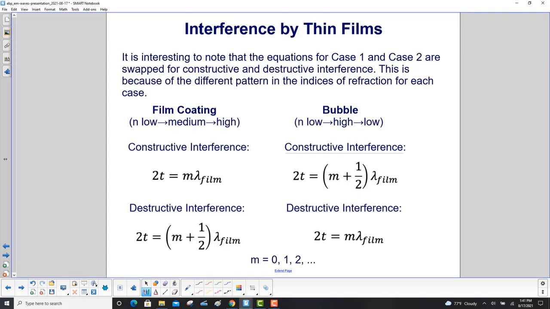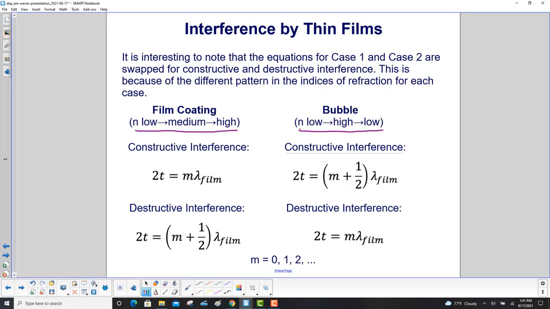It's interesting to note, well, at least it was to me, that the equations for case 1 and case 2 are swapped for constructive and destructive interference. This is because of the different pattern in the indices of refraction for each case. With the film, n went from low to medium to high. For the bubble, low to high to low.